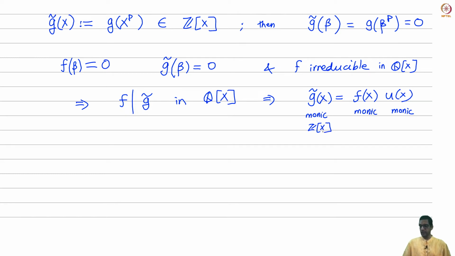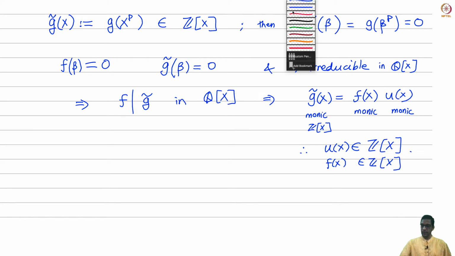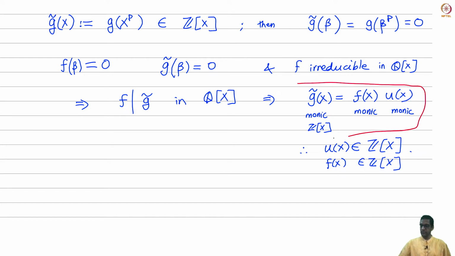Further I know that this is in Z[x], because g tilde is the same as taking the polynomial f2 and putting x^p instead of x. So this is in Z[x], and therefore by that lemma both f and u are automatically in Z[x]. I already know f is in Z[x], so the only new information is that u of x is in Z[x]. Okay, good. So now this is the equation that I want.